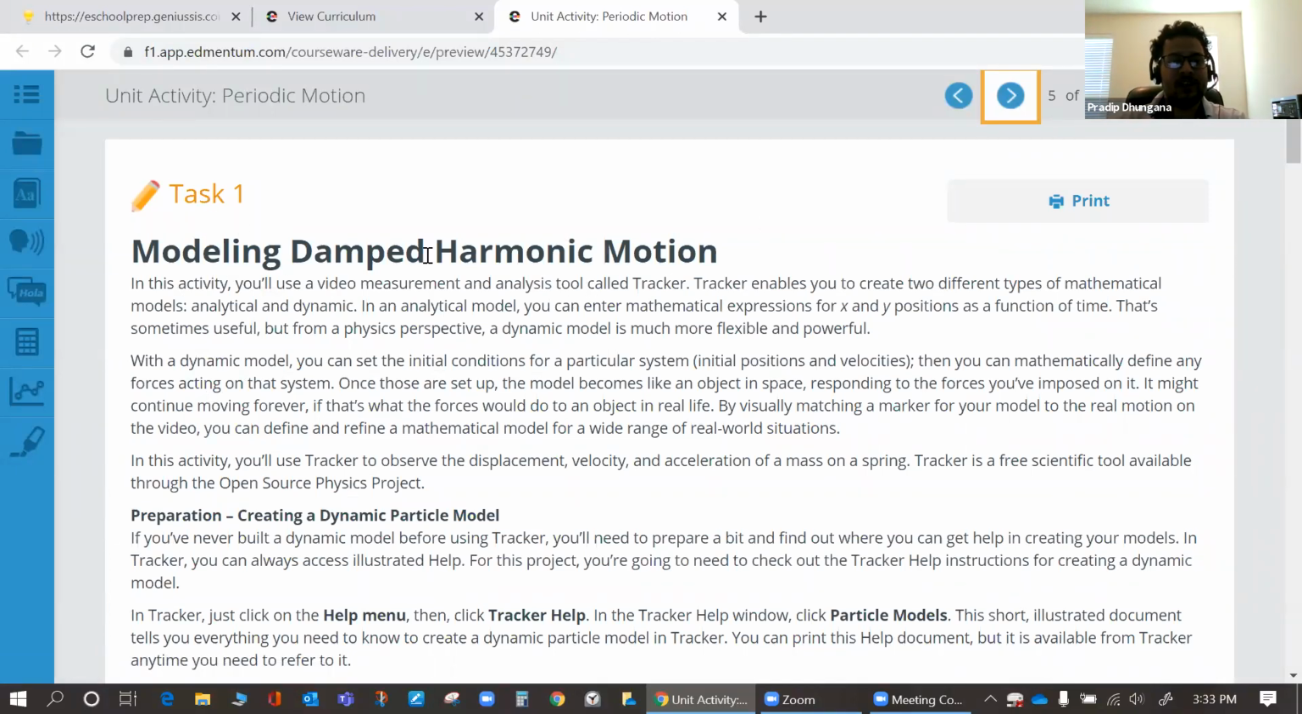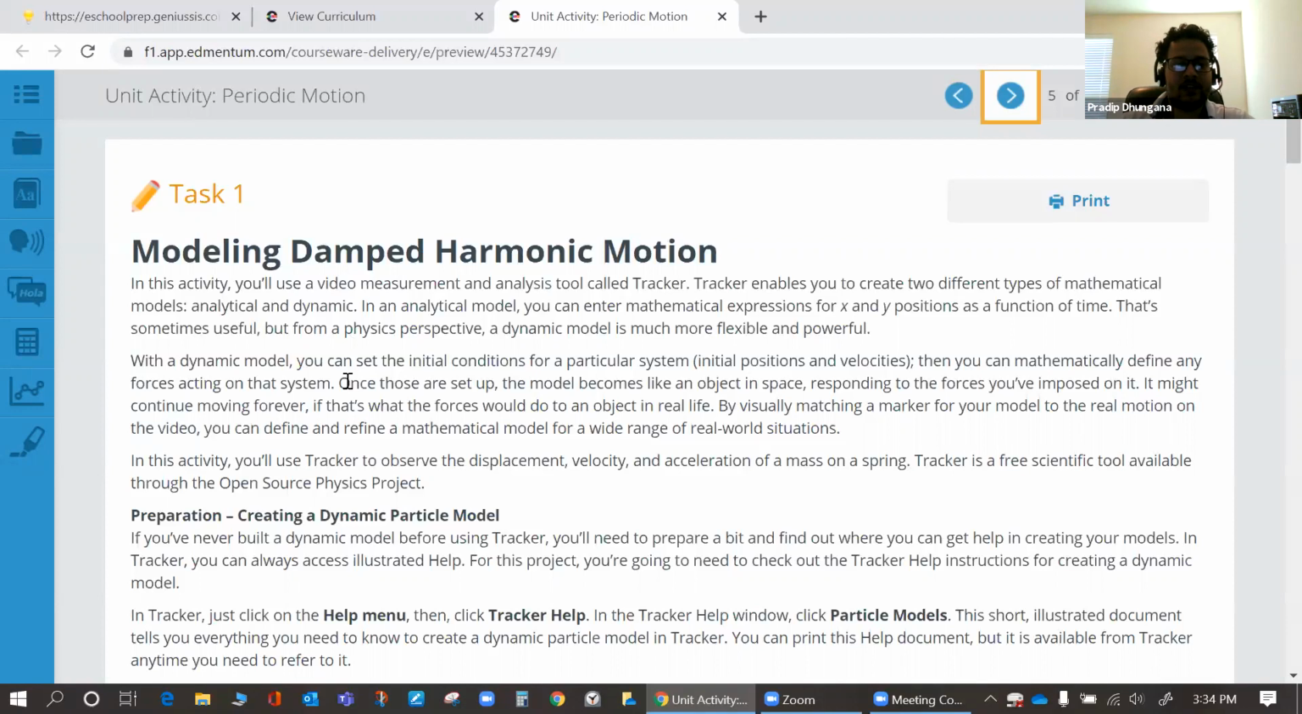Task 1 is modeling damped harmonic motion. At first, let me describe a little bit about damped harmonic motion. Think about you jumping on a trampoline. Whenever we jump on a trampoline, in the beginning the amplitude is larger, so it goes back and forth more, and then that amplitude gradually decreases and vanishes at the end. That type of motion is called damped harmonic motion. Its amplitude decreases over a period of time.